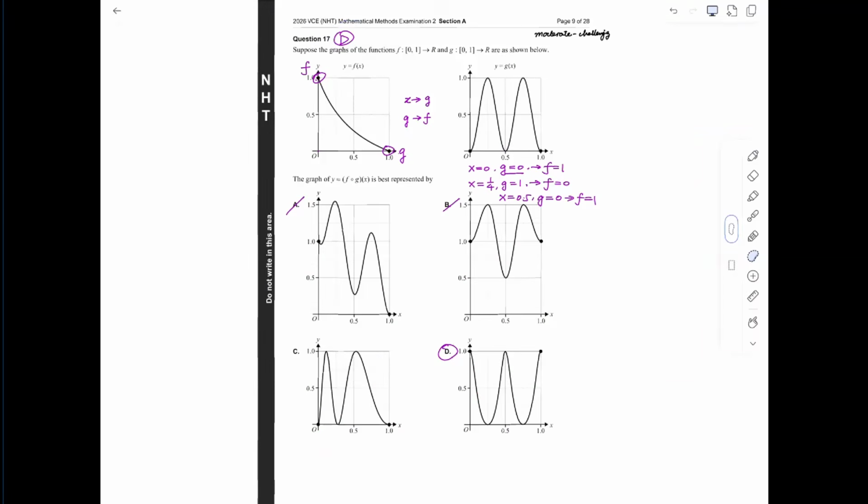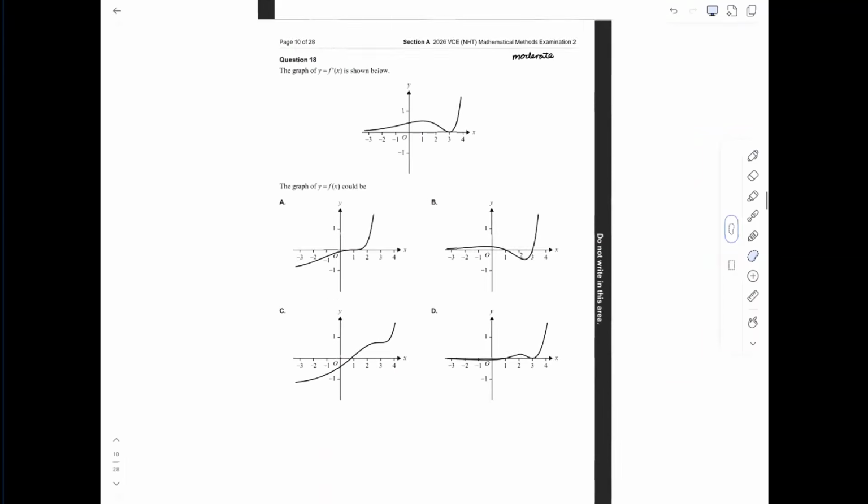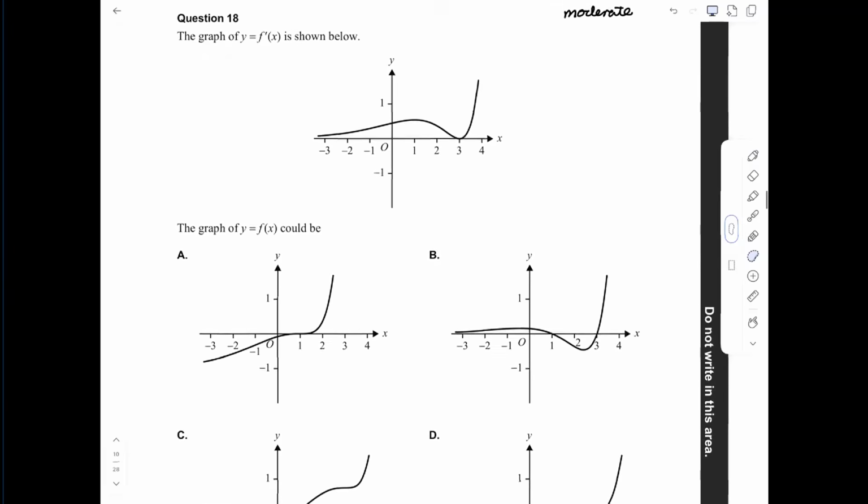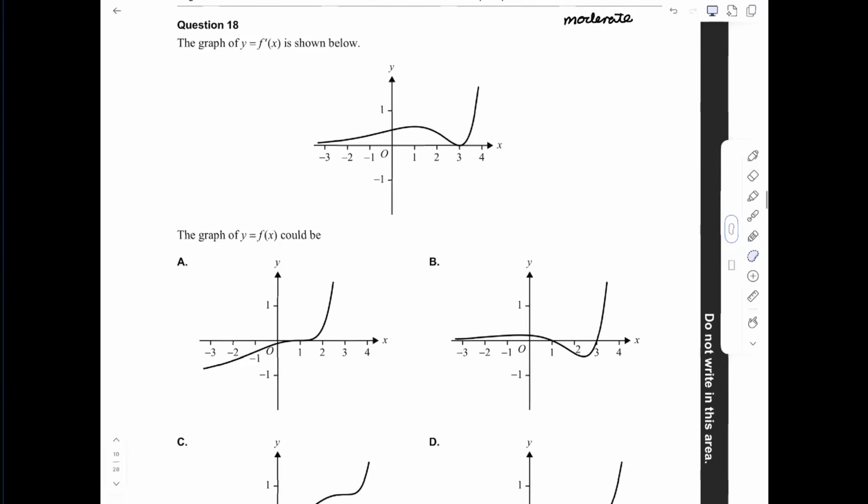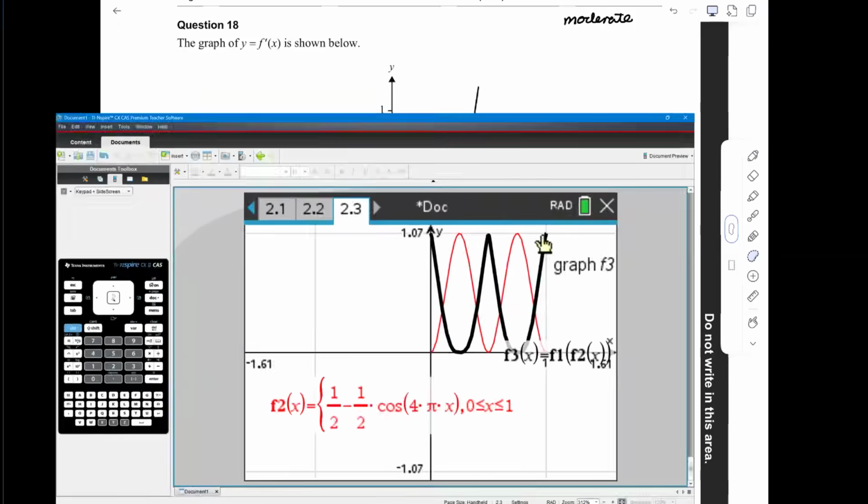Question 17. Question 18, we would like to get the antiderivative graph. So you can see the graph exhibits some sort of exponential behavior, increasing exponential behavior. And you should also get a turning point at 3. Therefore, what you could do is guess a graph like x minus 3 squared times exponential x.